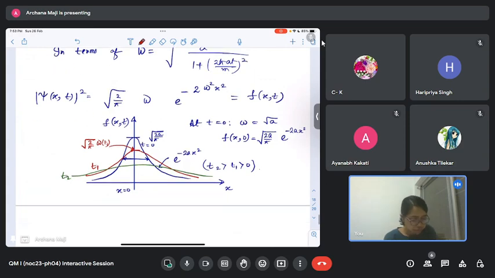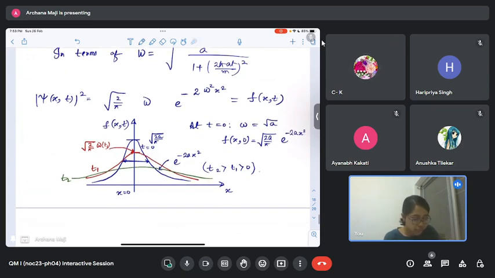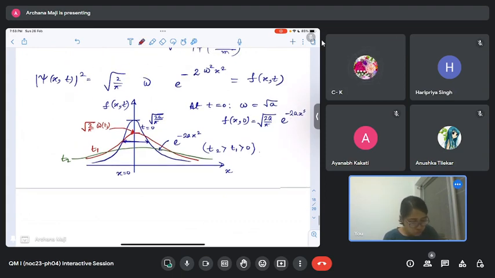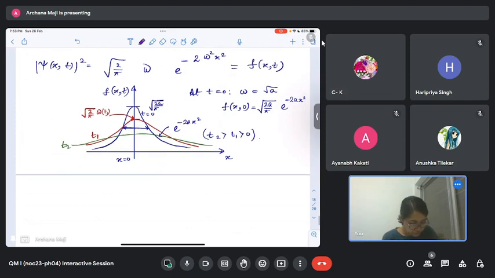Likewise, the curve is becoming flatter because the exponential also has that omega in its exponent. So if you calculate the full width at half maxima, let me do that. How can you calculate the full width at half maxima?